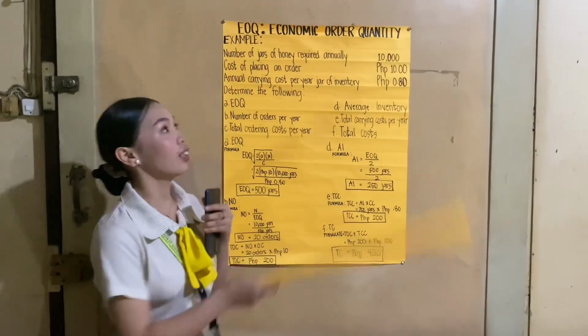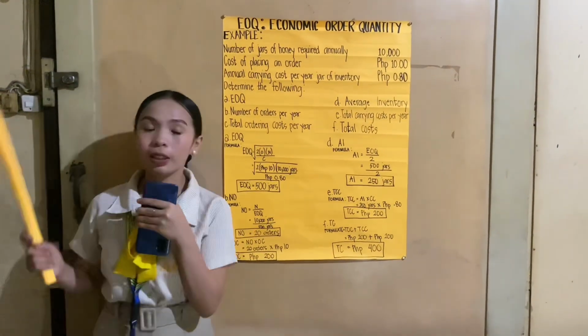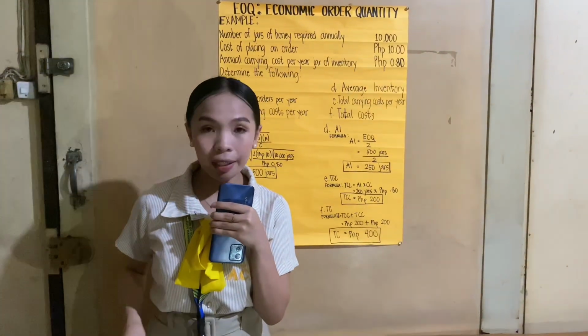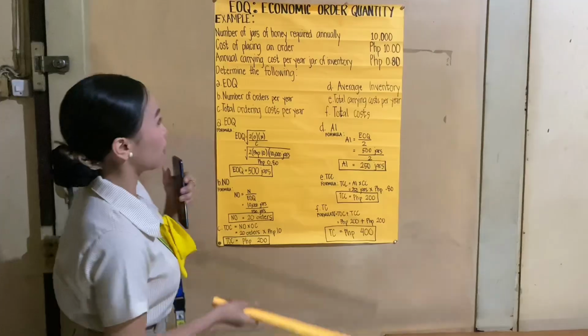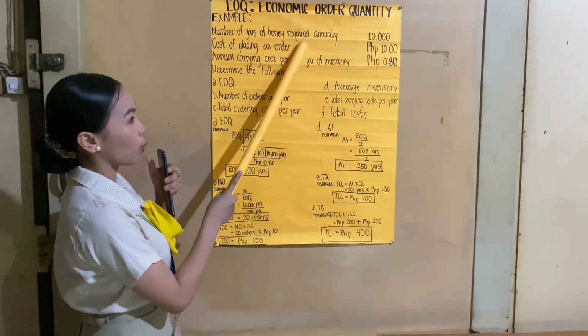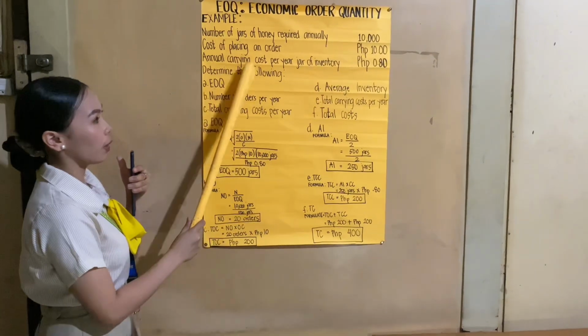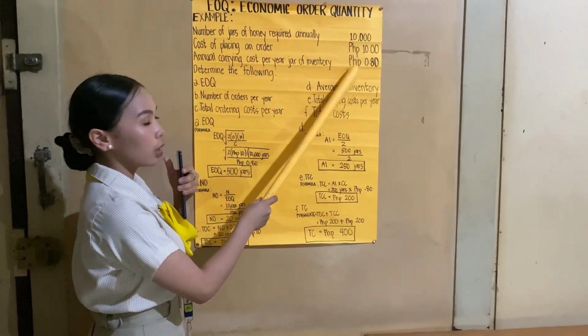Now, let's proceed to the EOQ or the economic order quantity. So, ang EOQ, mao ni siyang baseline if pila tong orderon, allowing us to meet demand and to avoid overspending. So, we have an example here. The number of jars of honey required annually is 10,000. The cost of placing an order is 10 pesos. And the annual carrying cost per year of jar of inventory is 0.80 pesos.